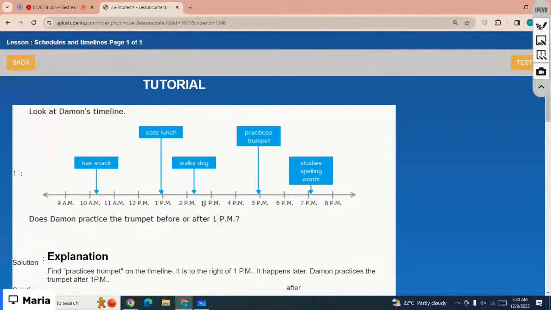You can see the timeline, right? At 10, he has snacks. Then at 1, he eats lunch. After 2:15, he goes for dog walks. Then at 5, he practices trumpet. And at 7, he studies spelling words. The question is, does Damon practice the trumpet before or after 1? He does it after 1. At 5, he practiced. So that means he practiced after 1, right?